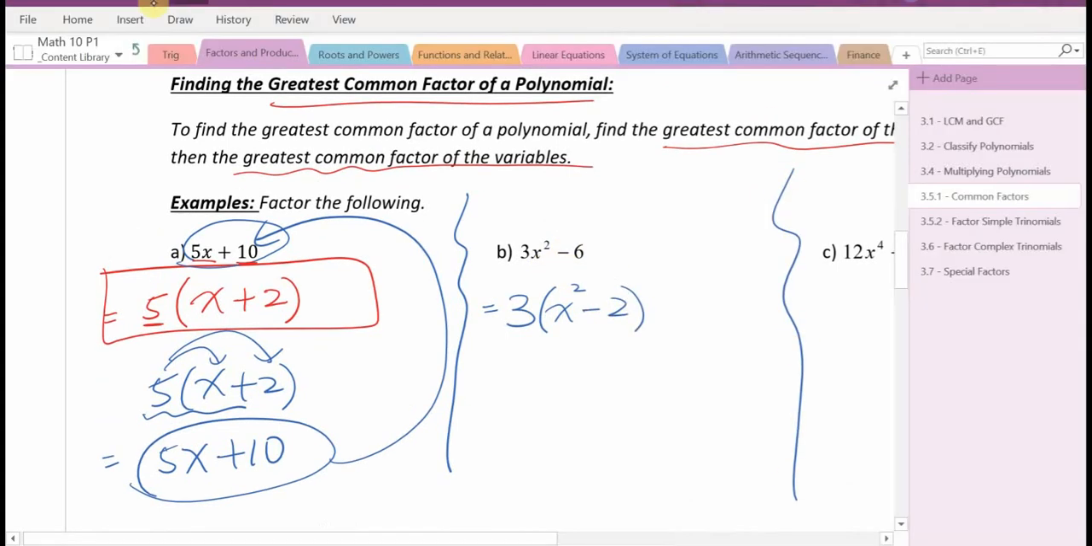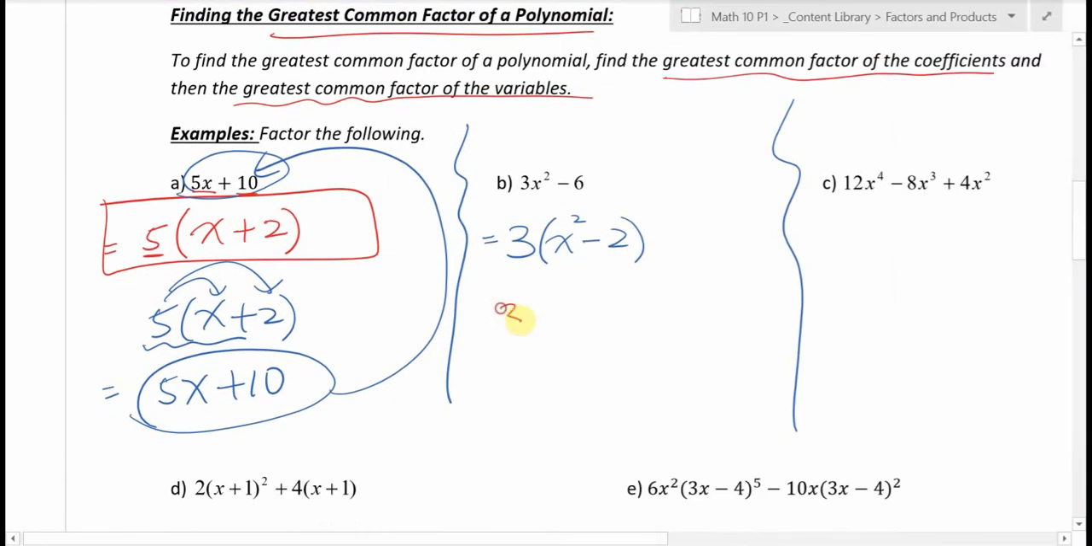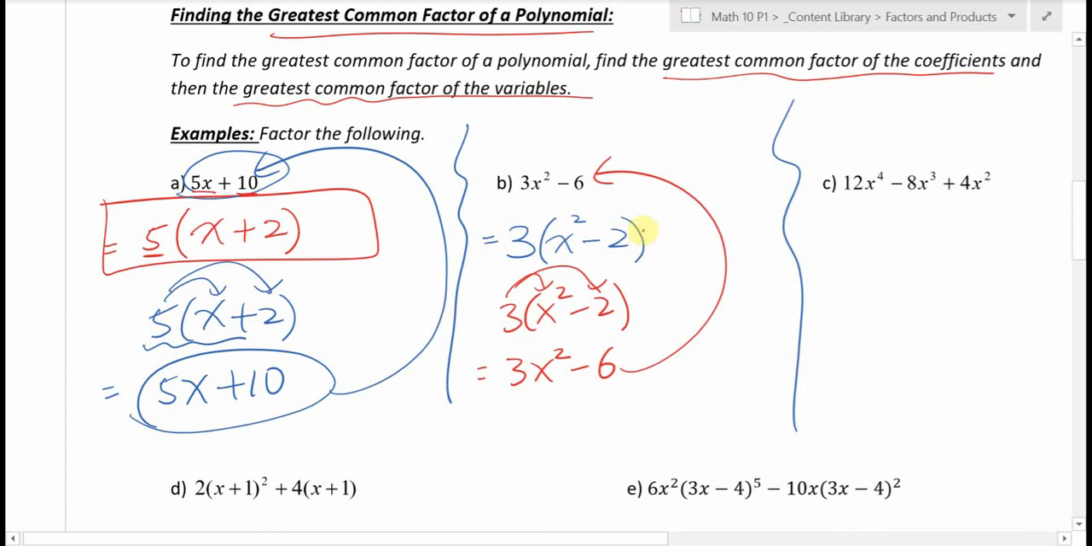And again, you can always check by expanding it. So I'll do it for now. Obviously, I'm not going to do it later on. But for now, I'll just check and I'll show you. 3 times x squared is 3x squared. 3 times negative 2 is negative 6. And you can see these two are the same. That means we did it right. Okay, so why don't you try part C and see if you can get it right.